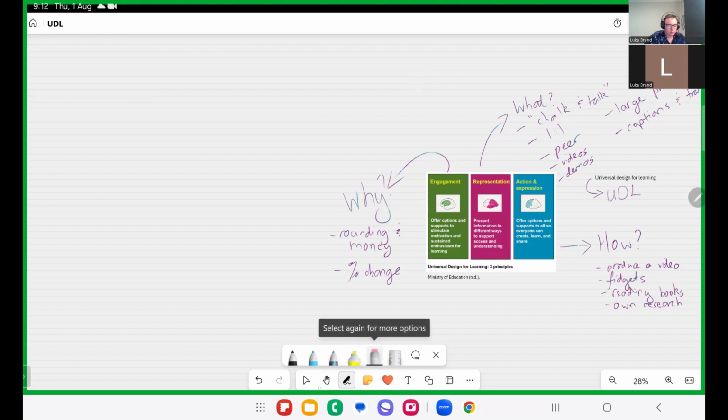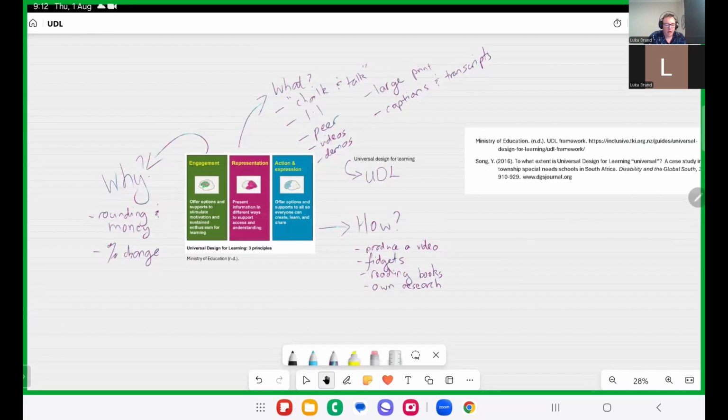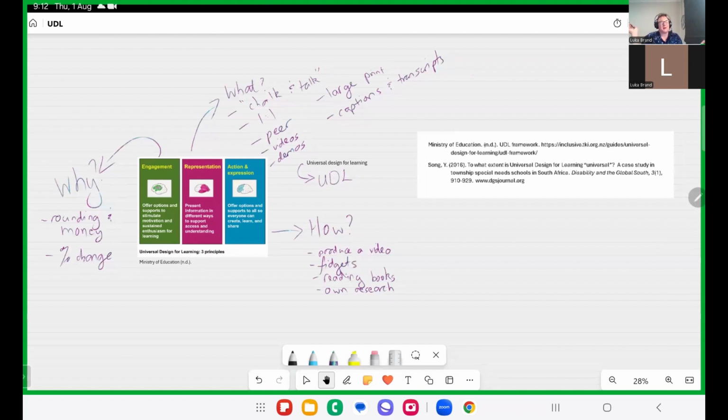For those wondering, no, I didn't come up with those questions myself, the why, what, and how. That came from this article here, and then obviously the infographic came from the Ministry of Education.